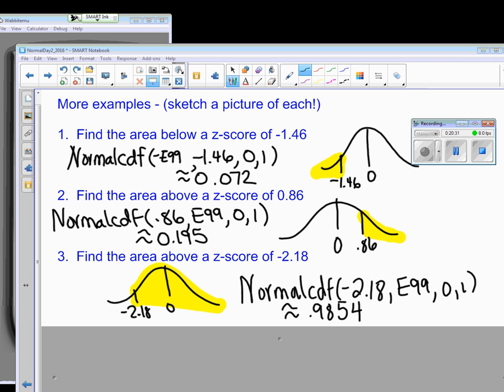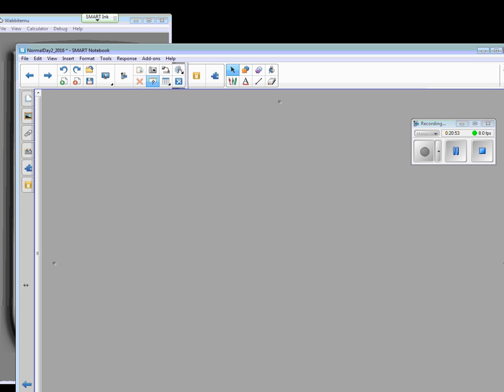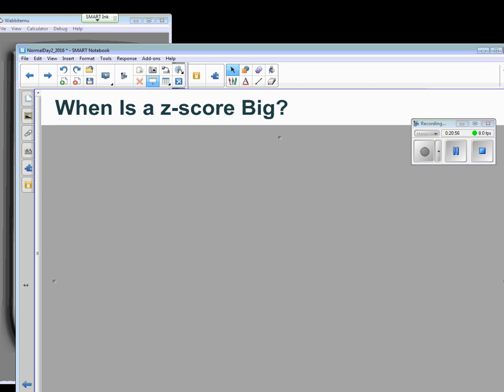Any questions so far? Up to this point, you should have, in theory, done all of this before. In theory. And it might have been a while. Might have been a couple years ago. In theory. Okay? My next question becomes, what is an unusual z-score? What makes a z-score really big? When is a z-score an outlier?